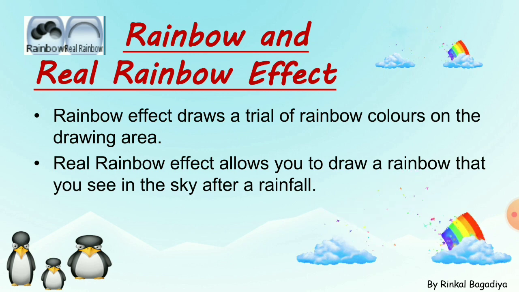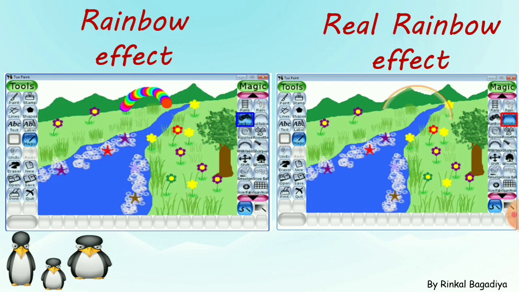Now children, here on the screen you can see the difference between rainbow and real rainbow effect. This is rainbow effect. Okay, rainbow effect draws the rainbow colors in a queue like this, and this is real rainbow effect. It will draw natural rainbow. Now you can identify the difference between rainbow and real rainbow effect. Okay, let's see practically how can we draw rainbow effects in our drawing.